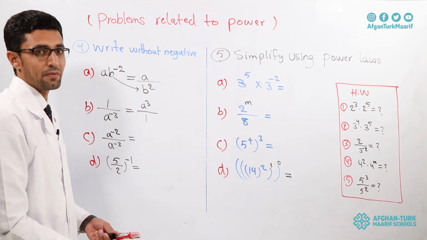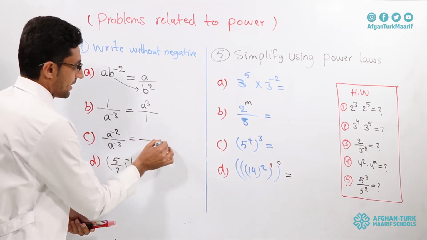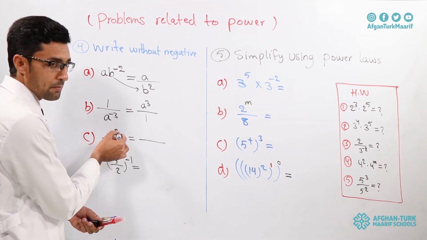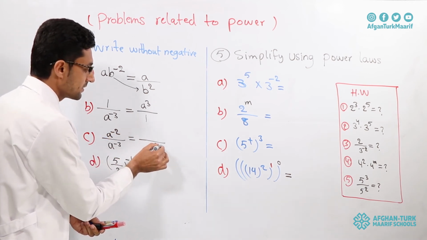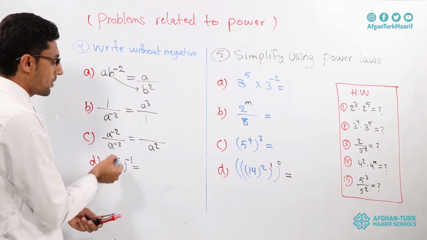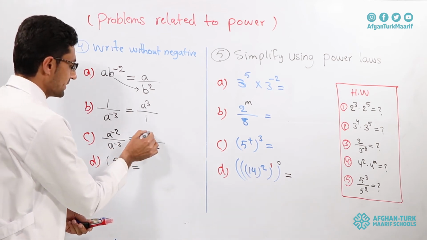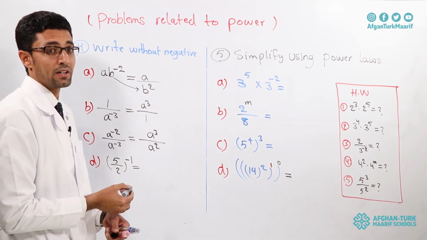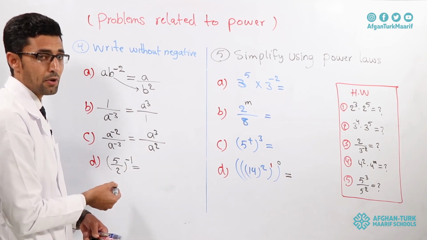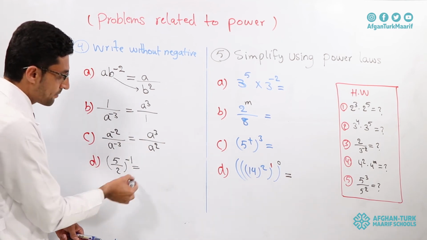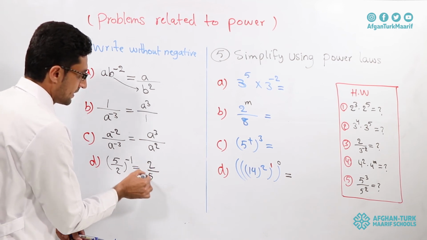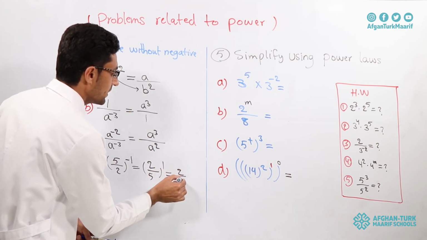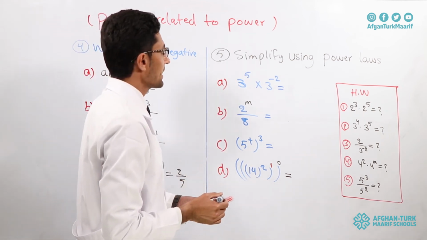Okay, here both of them are negative. I can change both of them. How? I write a fraction bar, and here a to the power of minus 2 will go to the denominator. A to the power of minus 3 will go to the numerator. Finished. Okay, here we have a fraction with negative power. I can change the place of both of them, and the power will be positive. Or I can write 2 over 5.